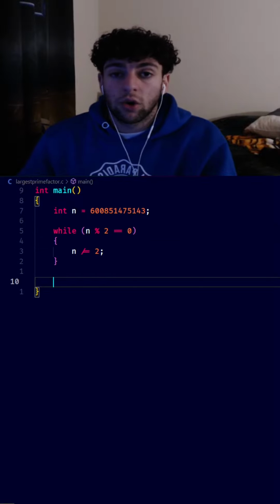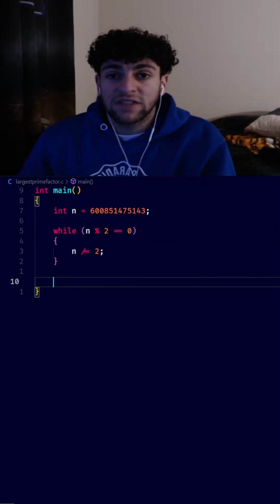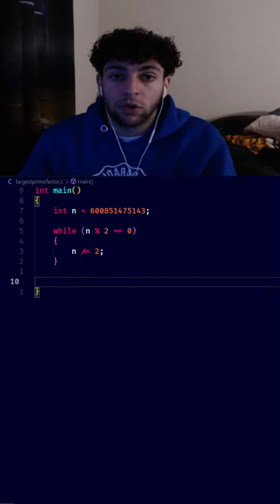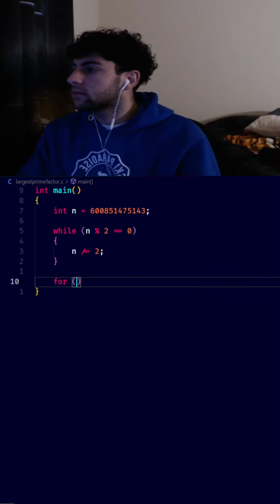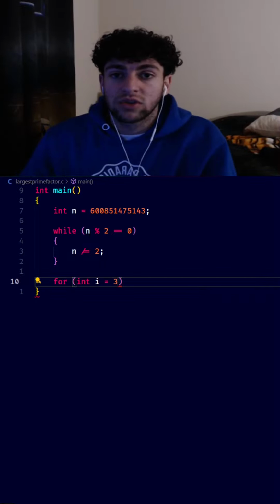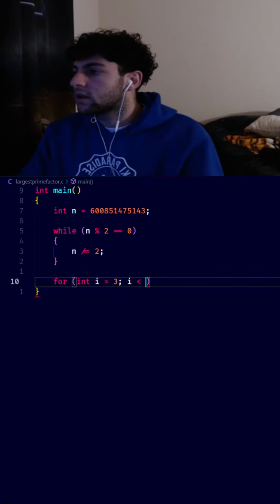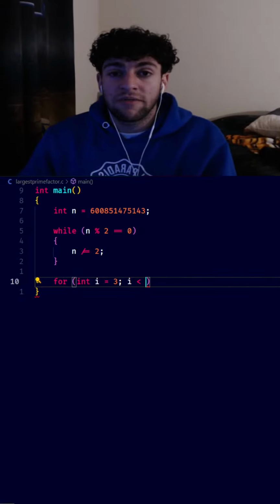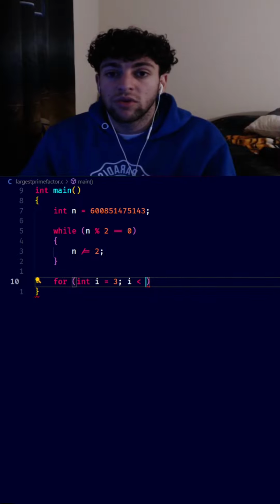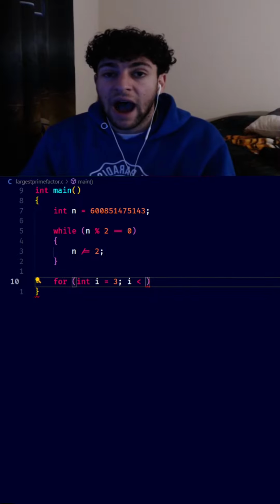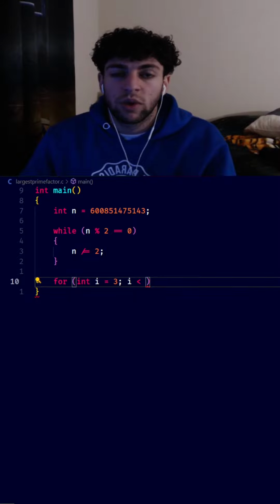Since 2 is the only even prime number, now we have to check if n is divisible by every odd prime factor after 2. And to do so, we're going to use a for loop. This for loop is going to start at i equals 3 since 3 is the next prime factor after 2. And since the largest possible prime factor of a number is the square root of that number, we're going to make sure that i is smaller than or equal to the square root of our number.